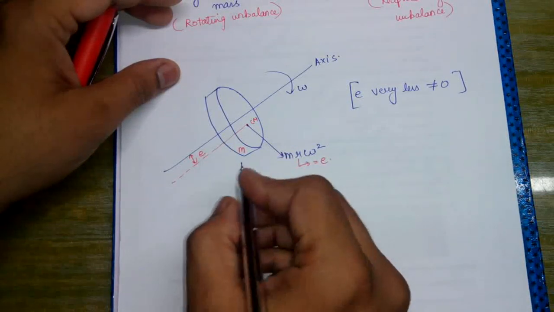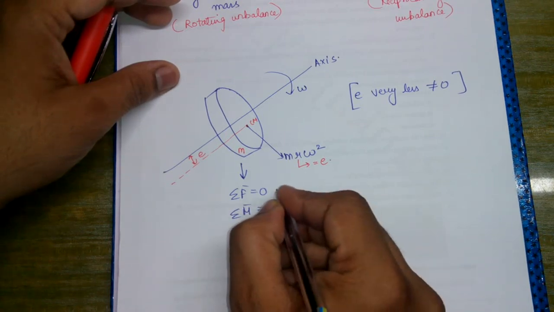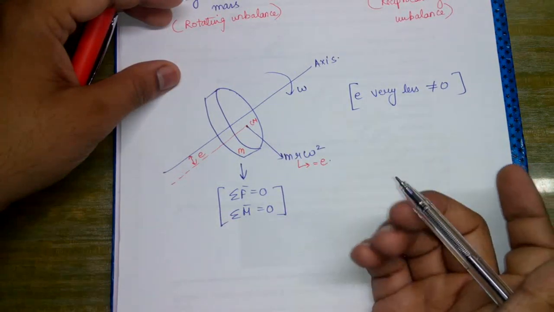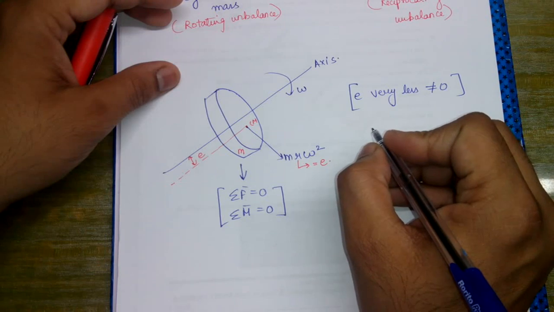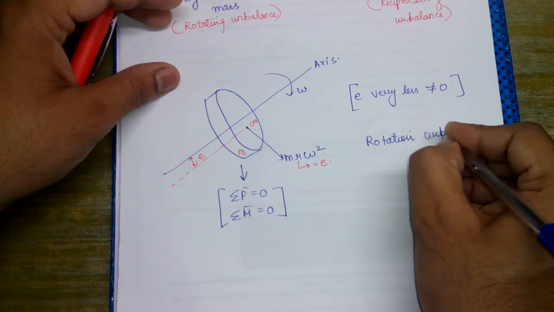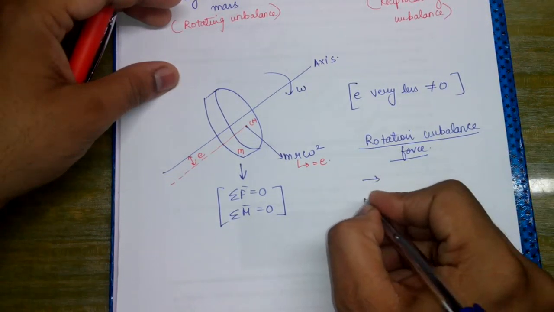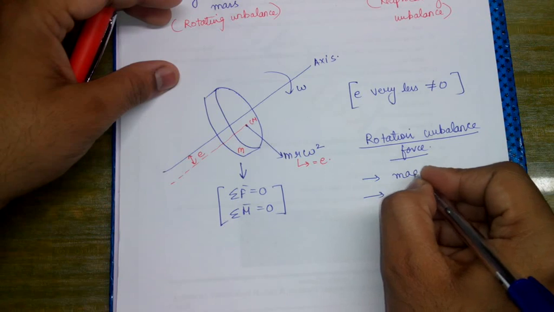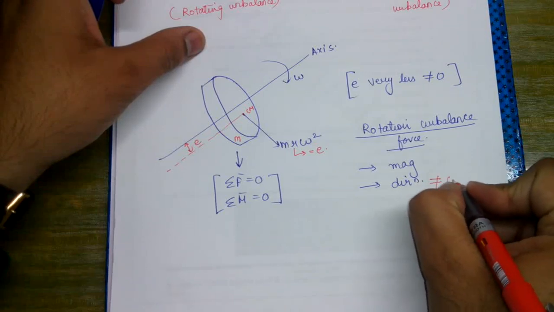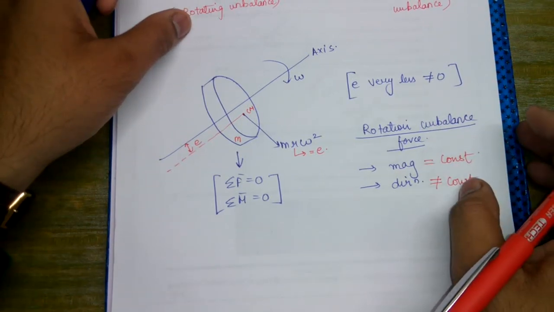In balancing, our main aim is that the summation of forces should be 0 and the summation of moments should also be 0. If these two conditions are satisfied, then we say that the system is completely balanced. The rotating unbalanced force is always constant in magnitude. It has two components, magnitude and direction. Since it is rotating, the direction does not remain constant, but the magnitude of the force is constant.